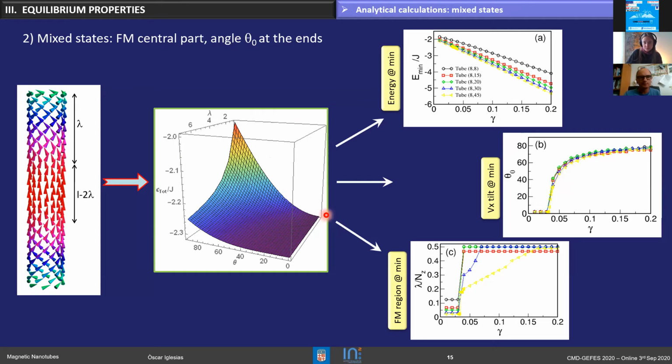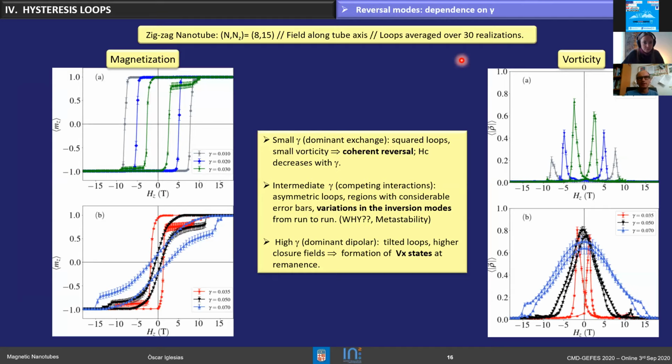It's just a minimization process based on numerics, and it allows you to predict the region in which you would find this metastability of helical states for any tube length and radius. And now let's switch to the reversal mode dependence on the gamma parameter.